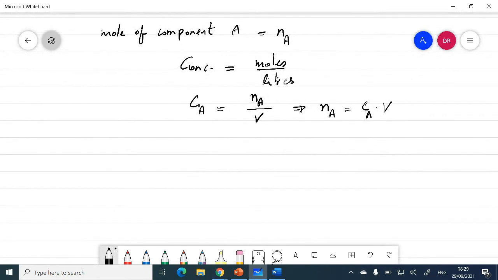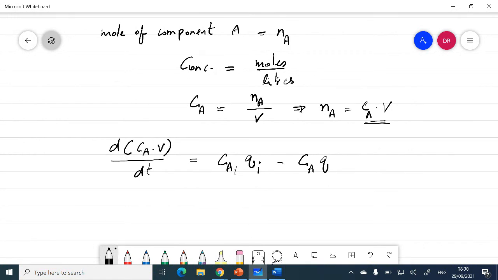Okay, so now we have to write the molar balance. For the rate of component i accumulation, the accumulation term is d(CA V) over dt. And for the rate of component i in, we have to multiply the inlet concentration with the inlet volumetric flow rate. So this is the rate of component i in, minus rate of component i out, that is CA into Q.